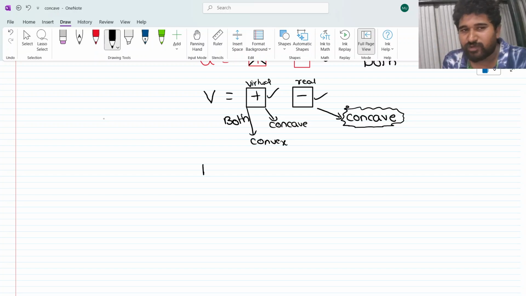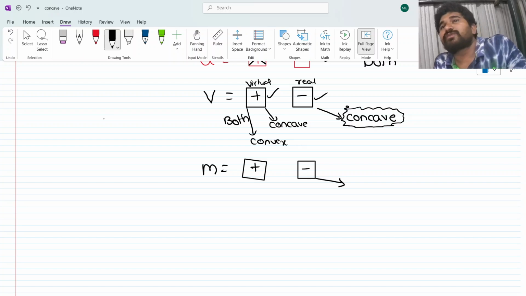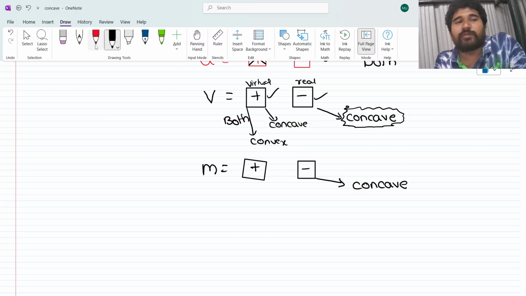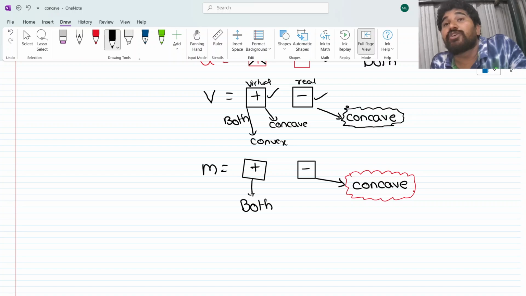Now, one more: M. M can be positive. M can be negative. If M is negative, which mirror? Concave or convex? M negative is only possible in concave. M positive is possible in both.